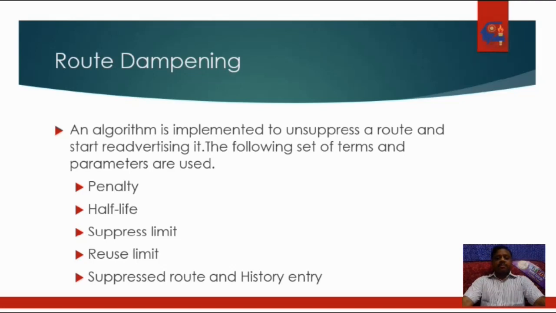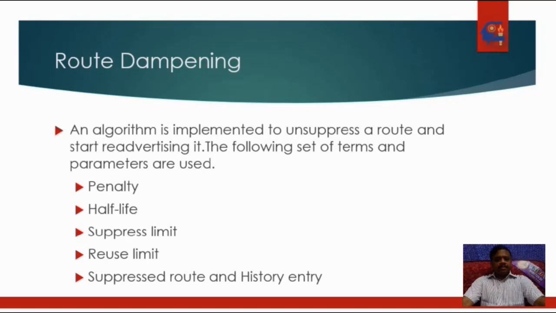An algorithm is implemented to decay, or reduce, the penalty value exponentially. The algorithm bases its configuration on a user-defined set of parameters. The following set of terms and parameters applies to the Cisco implementation. Number one, penalty. Penalty is an incremented numeric value that is assigned to a route each time it flaps. The second one is half-life. It's a configurable numeric value that describes the amount of time that must elapse to reduce the penalty by 1/2.